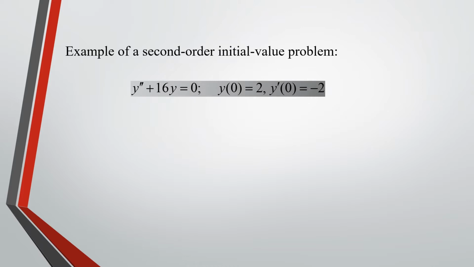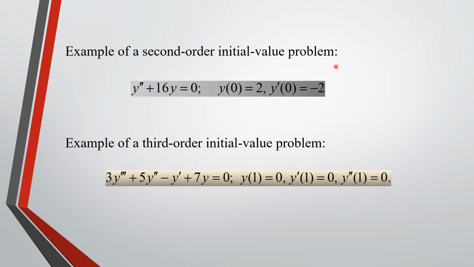Example of a second order initial value problem. This is an equation of second order and this equation is linear: y'' + 16y = 0. This equation is accompanied by two initial conditions: y(0) = 2, y'(0) = -2. So if you are asked to solve a second order linear differential equation subject to these two initial conditions, you can call this whole set of problem a second order initial value problem.